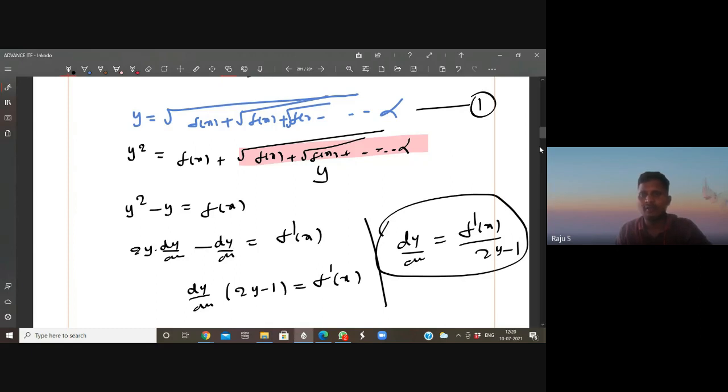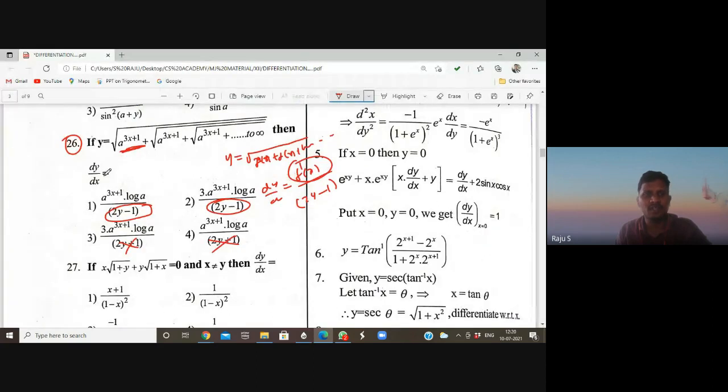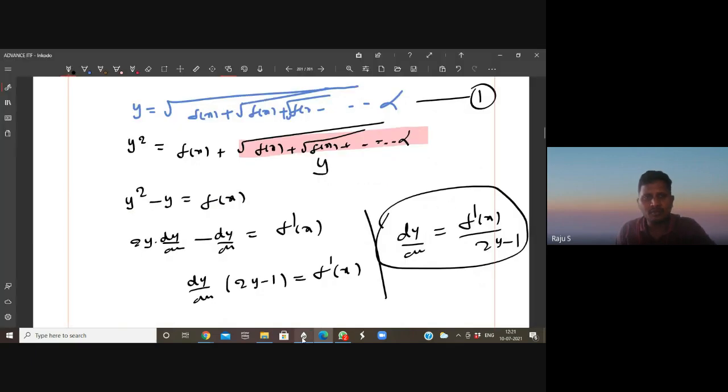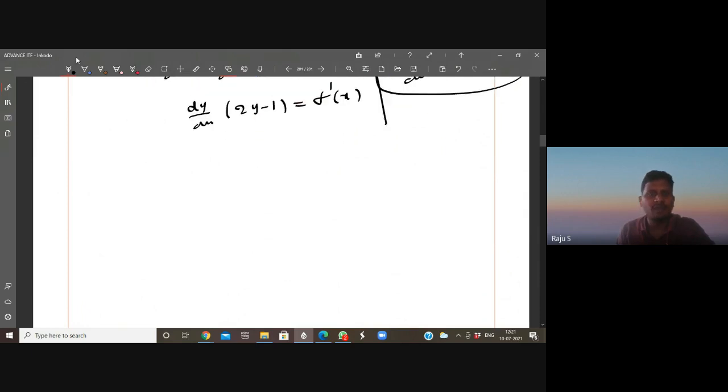Okay, students, always remember the formula whenever it is an infinite series. But in this question, in place of f of x, they have given a to the power of 3x plus 1. Sometimes they may give log x, e power x, or sin x. Different functions they may give, so for every function, try to remember the formula. In this question, f of x is equal to a to the power of 3x plus 1.